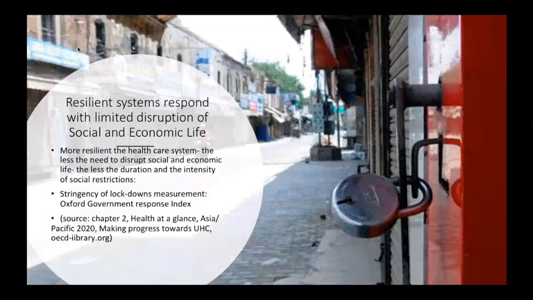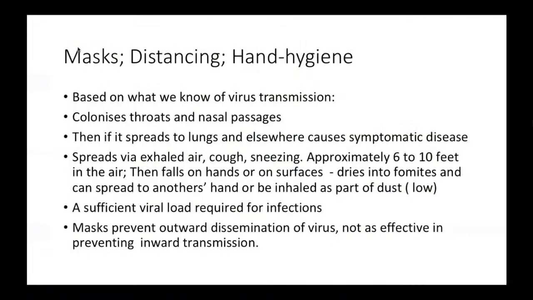And when we therefore talk of resilient health systems, we need to be able to talk not only of not disrupting the health system, but of not disrupting social life. A health system should be so robust that when faced with a crisis, it does not upset all of social and economic life. Now let me come to the other public health measure, mask, distancing and hand hygiene.